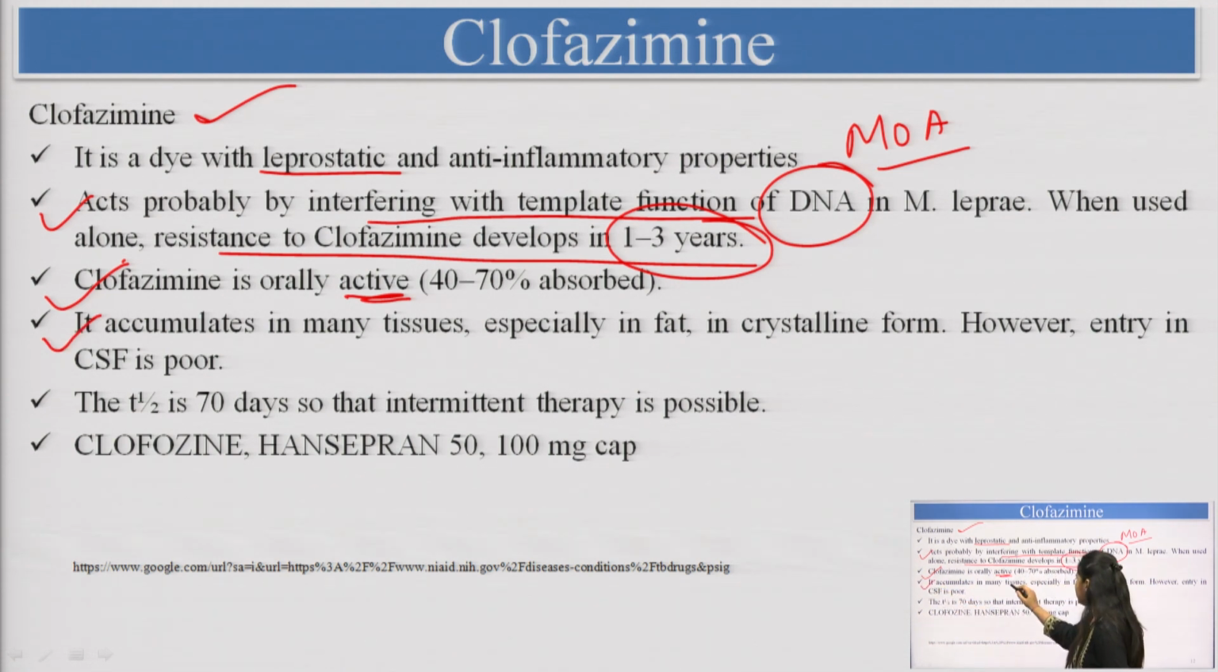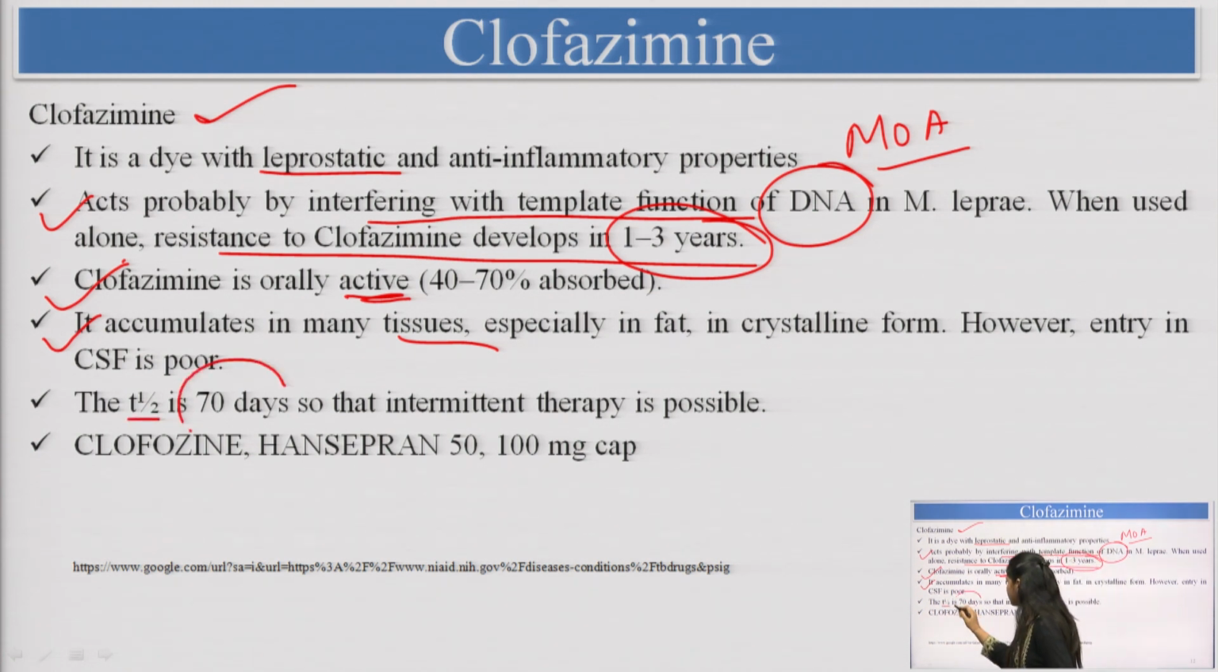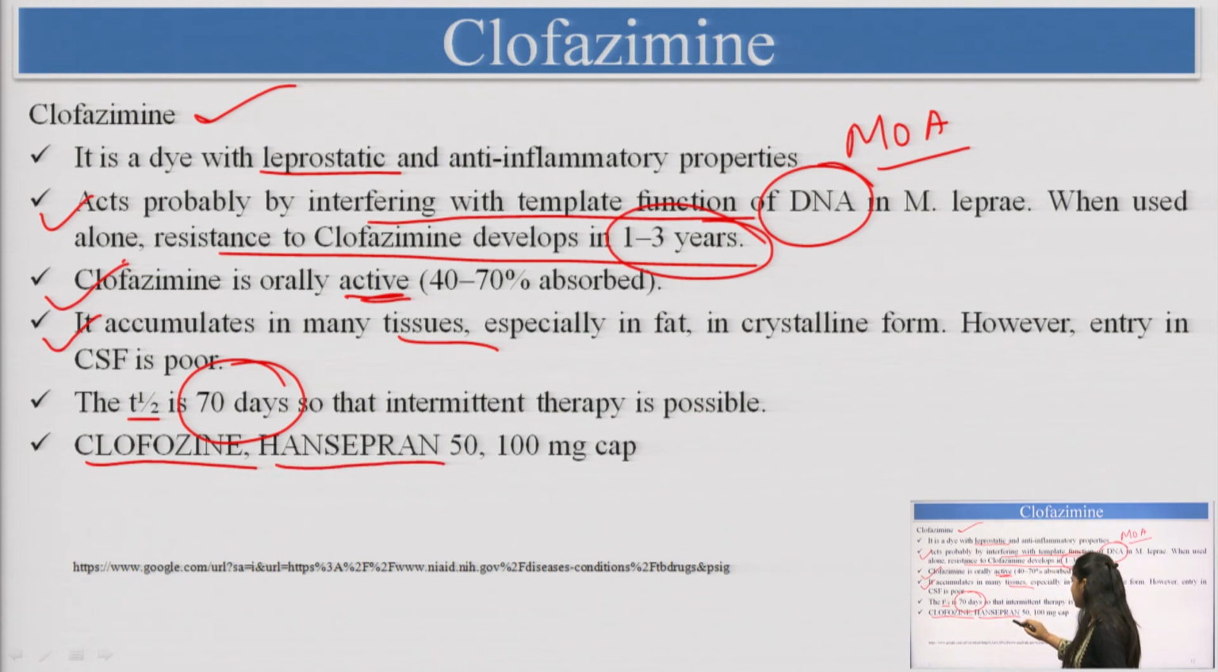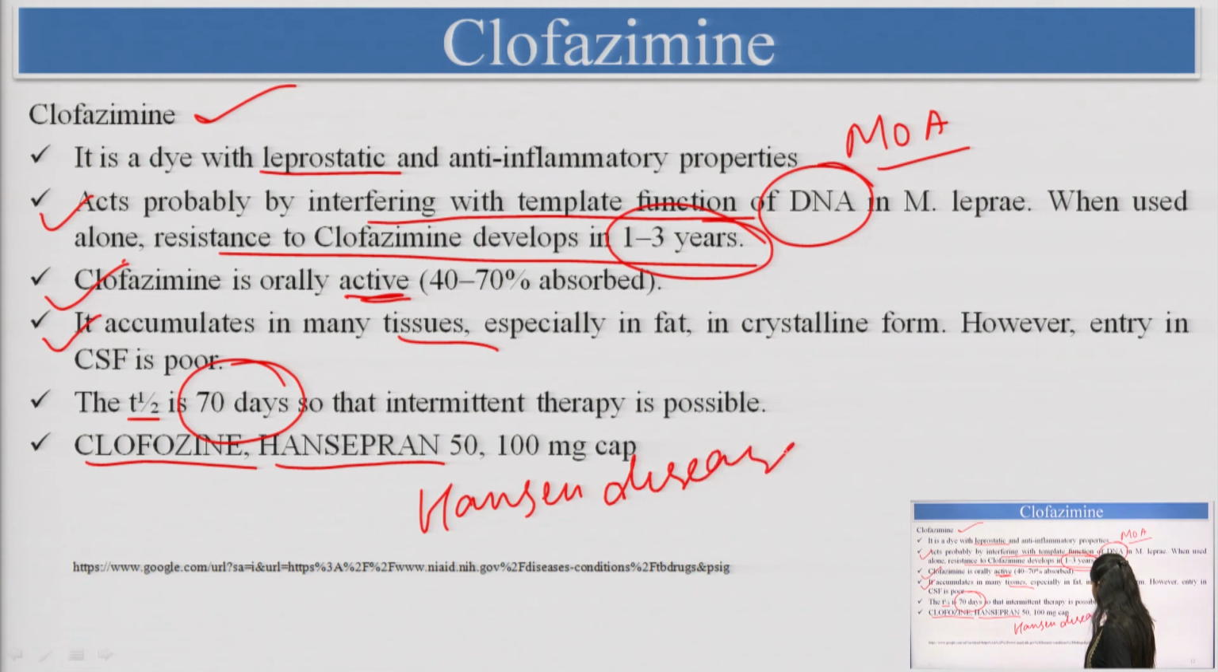It accumulates in many of the tissues, but the penetration to CSF is low or poor. T half is 70 days, so it is retained in the body for a longer time. What are the brand names? Clofazimine, Hansepran. Another name for leprosy is Hansen's disease. Another brand name of this drug clofazimine is Hansepran, 50 mg, 100 mg capsule.